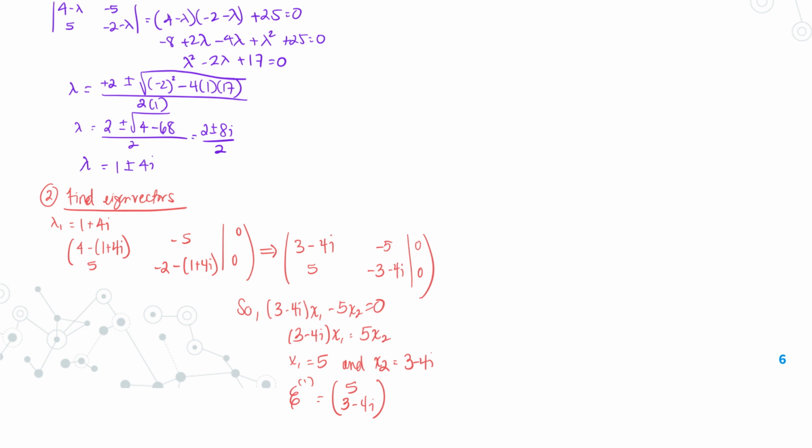Now we could also have done it the other way with the other eigenvalue, and we would have come down to 5x1 minus the quantity 3 plus 4i all times x2, which equals 0, and you end up with an eigenvector that's 3 plus 4i and 5. So it's very similar to this one, it's just flip-flopped, and it has a different sign on the complex part of the eigenvalue.